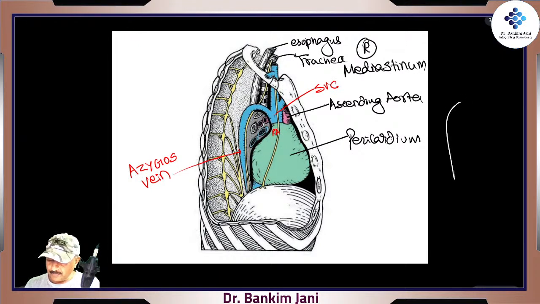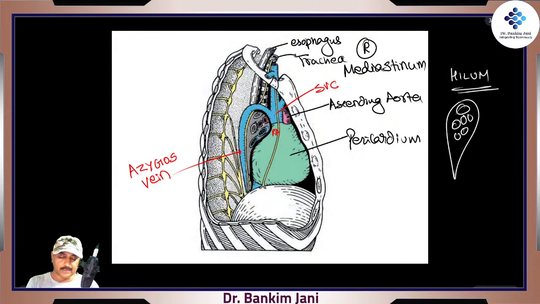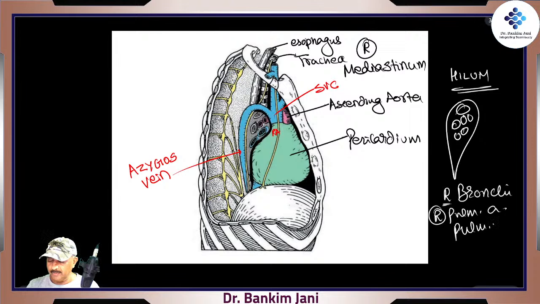This particular shape, all the structures which you see over here, that is nothing but the hilum. This one is the hilum. And in the hilum, we saw the right bronchus, then the right-sided pulmonary artery, and the pulmonary veins, right? That would be many. And that's what we see in the hilum.